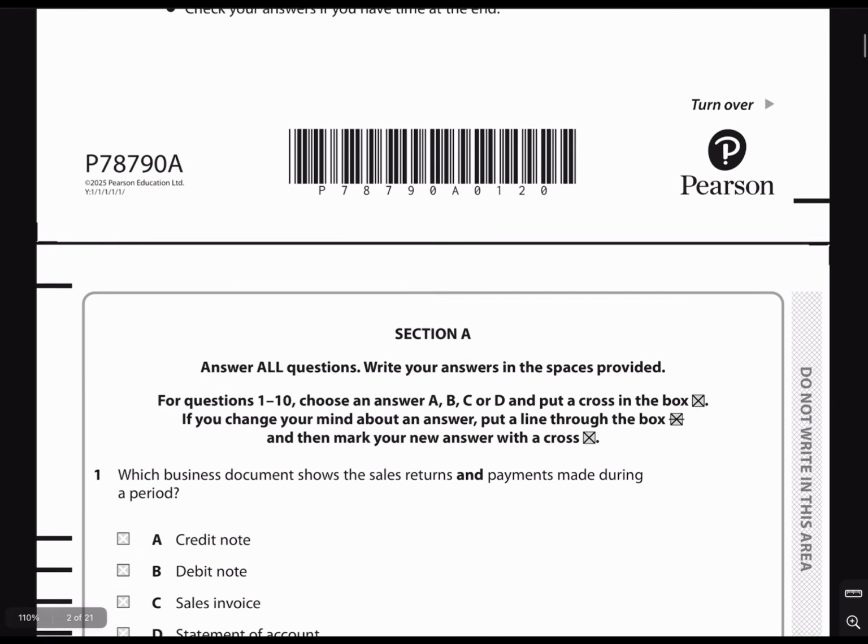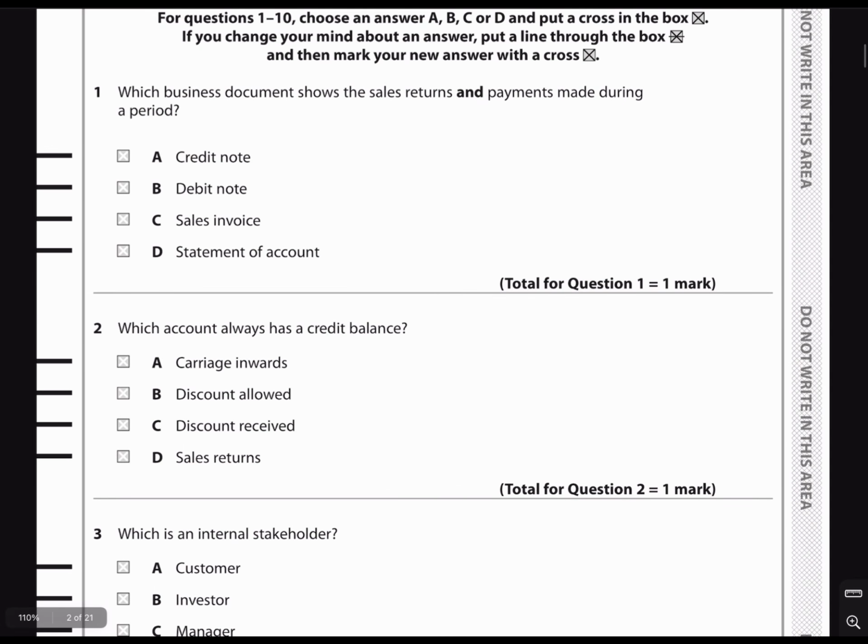So let's get started. For the first question, we have which business document shows the return, sales return and payments made during a period. Now we know that credit note only shows sales return, right? Debit note only shows purchase return. Now sales invoice shows selling something on credit, but when it comes to statement of account, it shows everything.